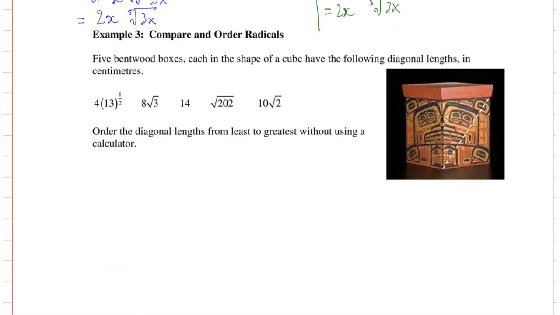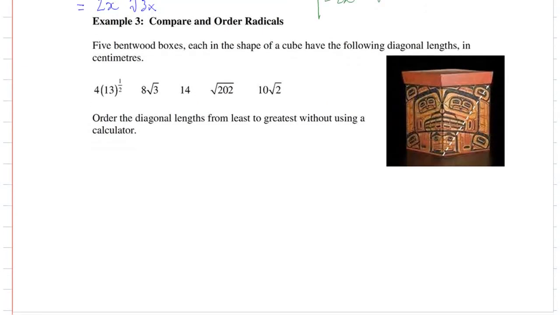Okay, so our last question is asking us to compare and order radicals. The question is that we have 5 bent wood boxes, each in the shape of a cube, that have the following diagonal lengths in centimeters. Now, a bent wood box is a First Nations artwork, and what they do is they take some wood and they steam it, and then they shape it into, in this case, a cube. Okay, and that's why it's called a bent wood box.